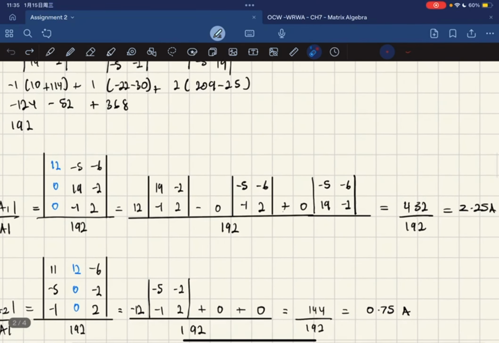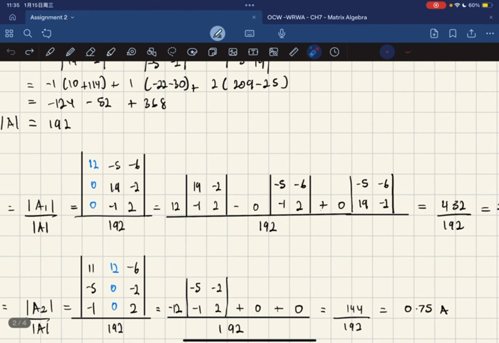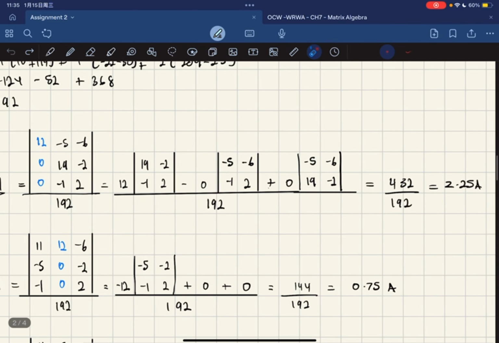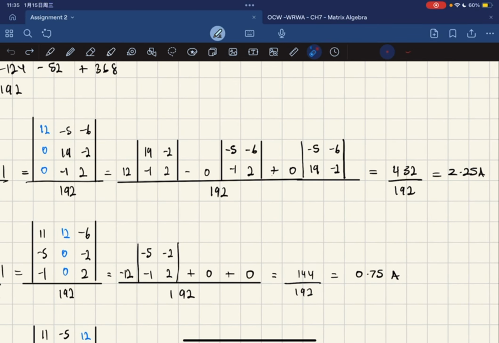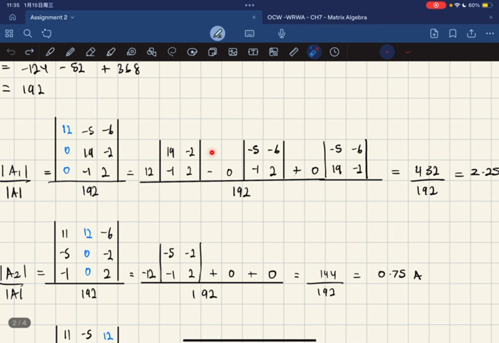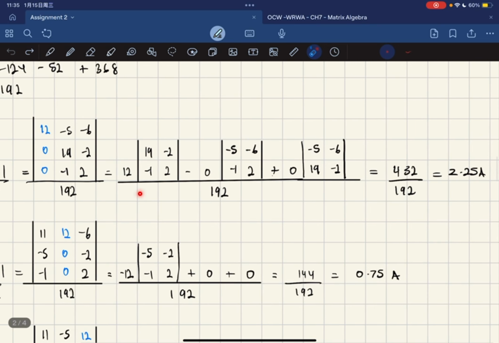So cofactor expansion along column 1 is the easiest, as there are 2 zeros in the column. So we have 12. Blocking out column 1 and row 1, we have 19, negative 2, negative 1 and 2. And as you can see here, we have negative 0 and 0 here. So these two expansions equal 0 as well. So we can focus on only the first matrix.